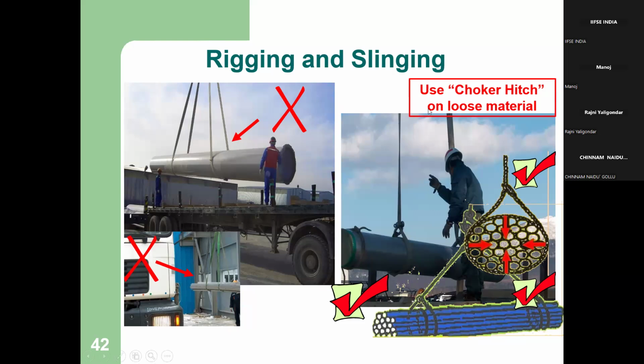Now during this lifting plan, it is important that you mention the type of hitch, because the lifting capacity of the slings that you are using can be increased or decreased depending upon the type of hitch. In the next part of this rigging slides, I'll show you how many types of hitches there are and how much the load capacity increases or decreases.